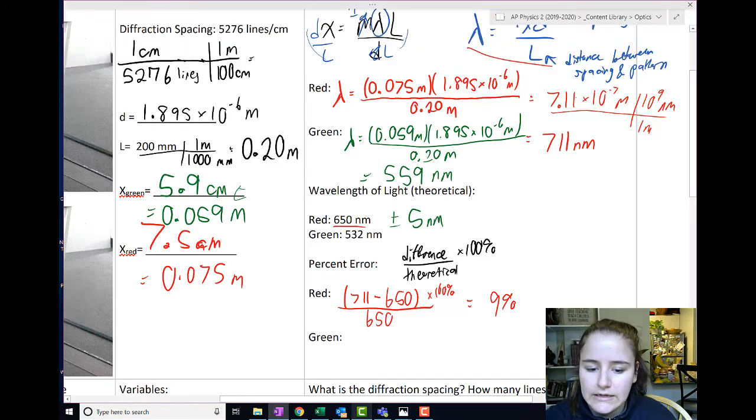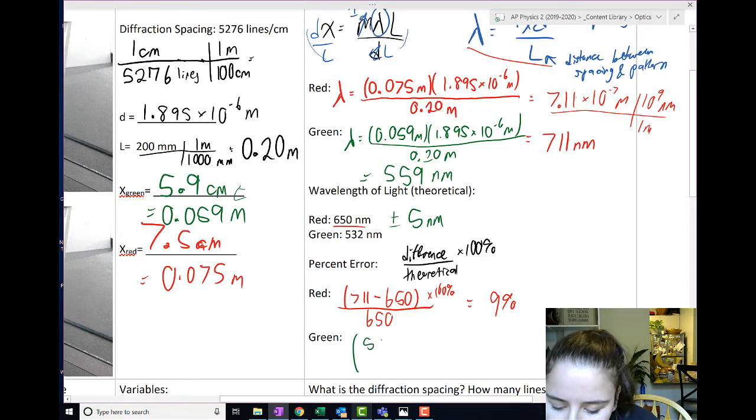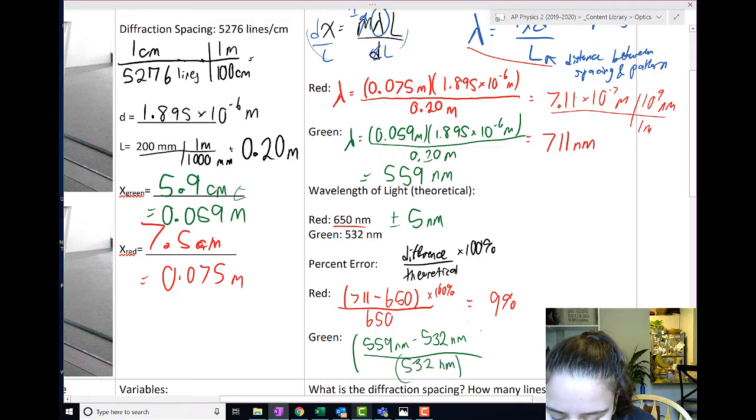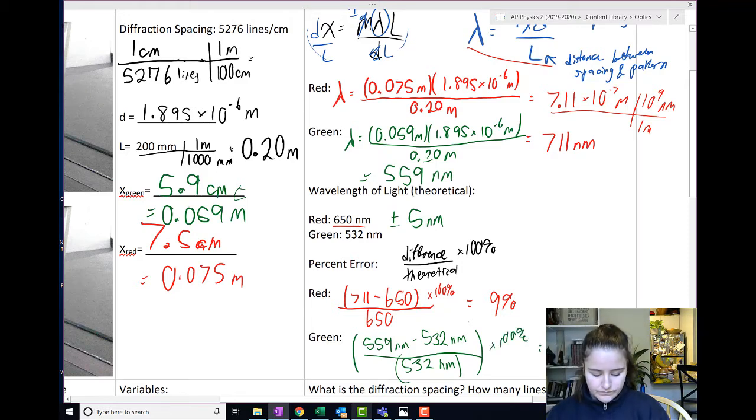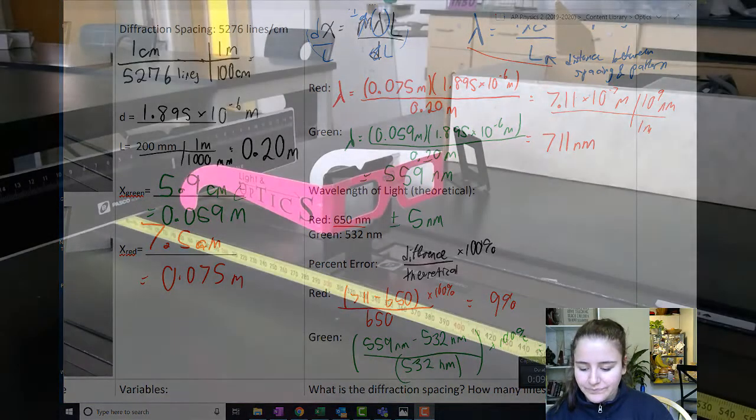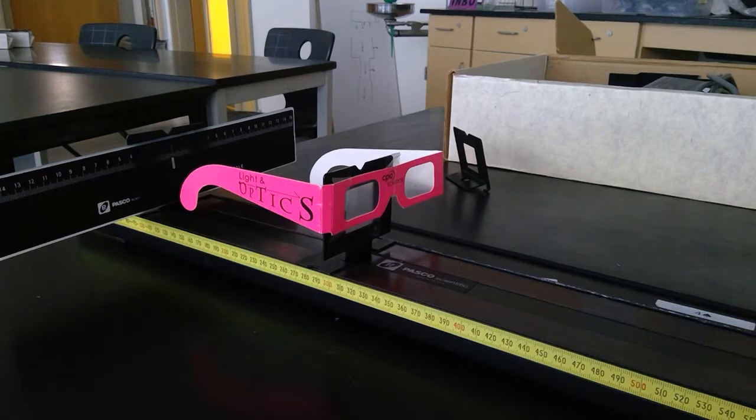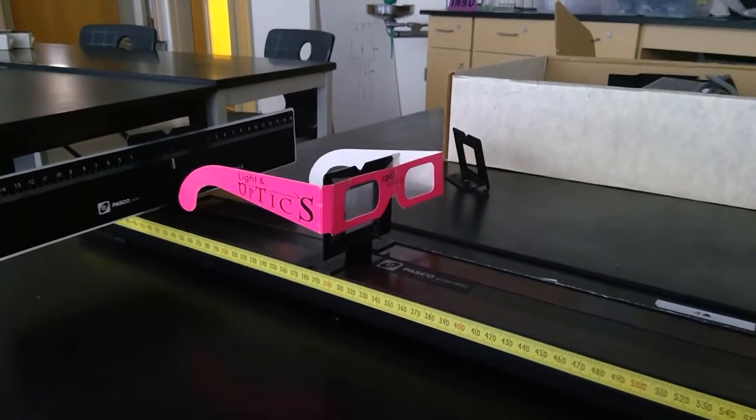For the green, we should have a much lower percent error. That one looks a lot more accurate. So we only got a 5% error on that one. Not bad. I'll take it. Okay, cool. So now let's find the diffraction pattern for the optics glasses.